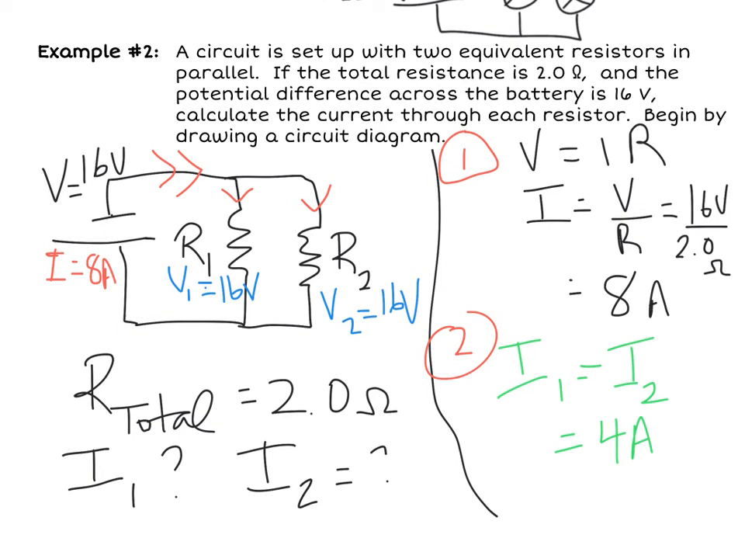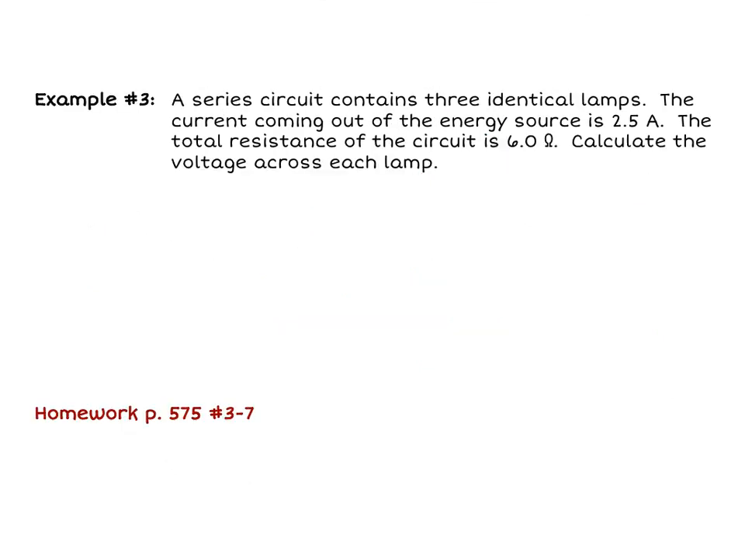So that was a little tricky, but hopefully you were able to follow that and make sense of it. Let's try a third example. A series circuit contains 3 identical lamps. The current coming out of the energy source is 2.5 amps.